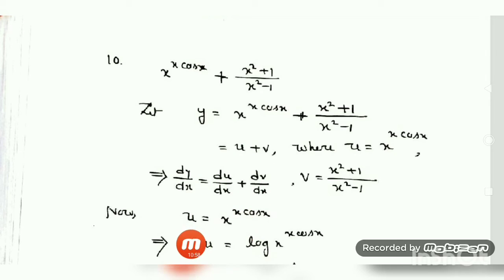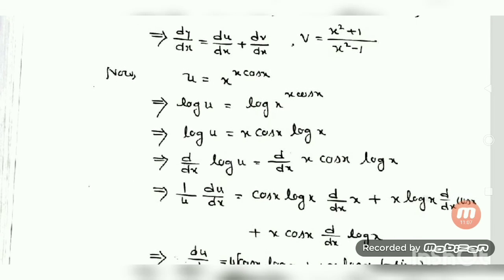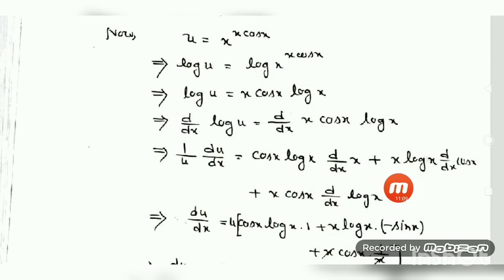First I consider u, that is x to the power x cos x. Power variable, so take log of x to the power x cos x. Power will come as a product, your power is x cos x, so x cos x into log x. You see here we have three functions of x present, so you have to apply the u into v into w rule when we take the derivative. So take derivative, d/dx of log u is equal to d/dx of this expression. d/dx of log u is 1 by u du dx.